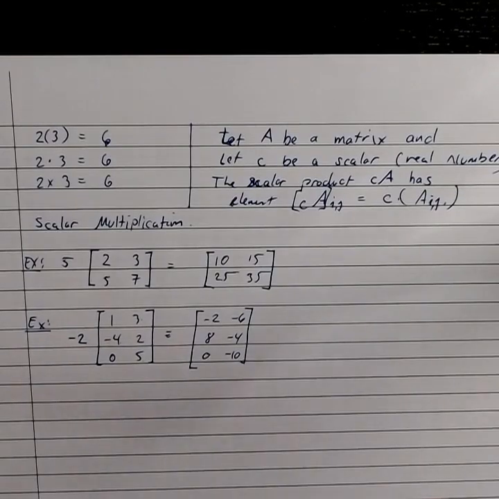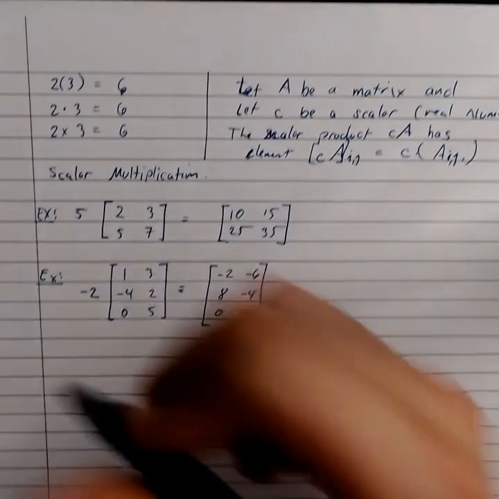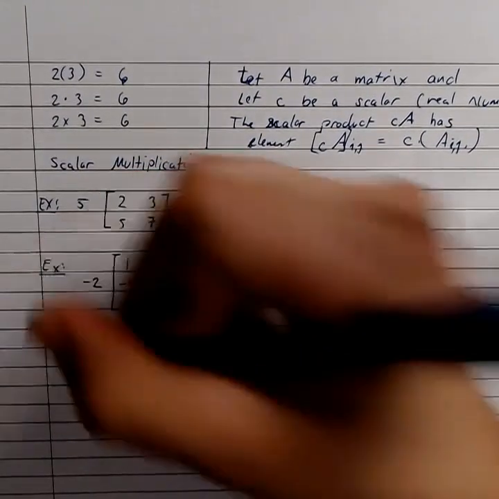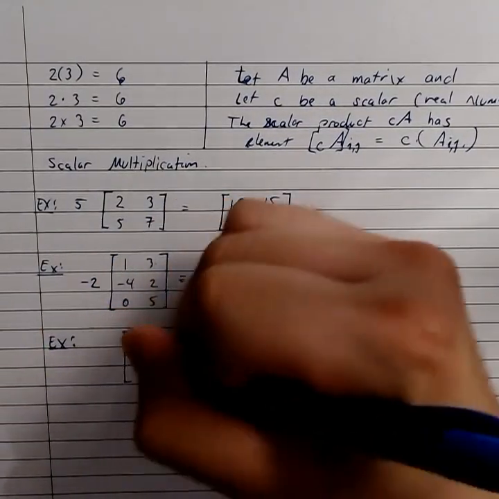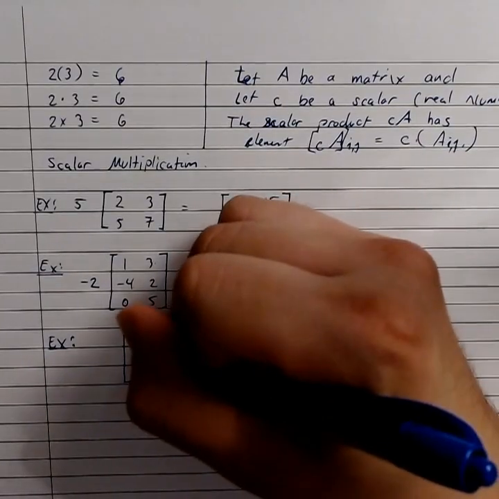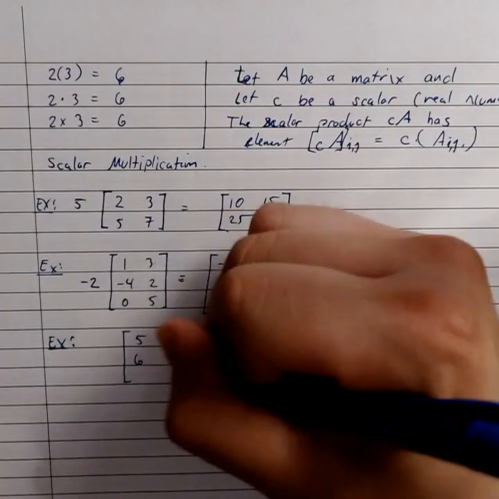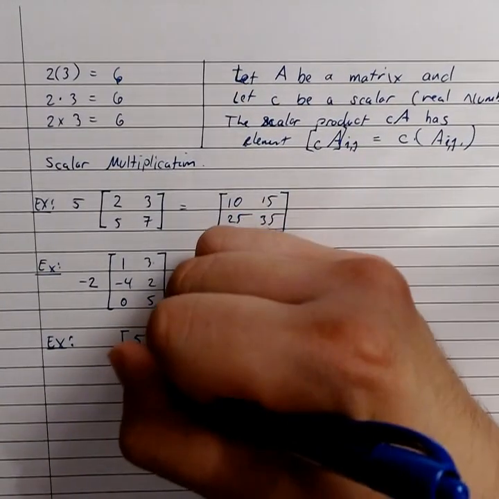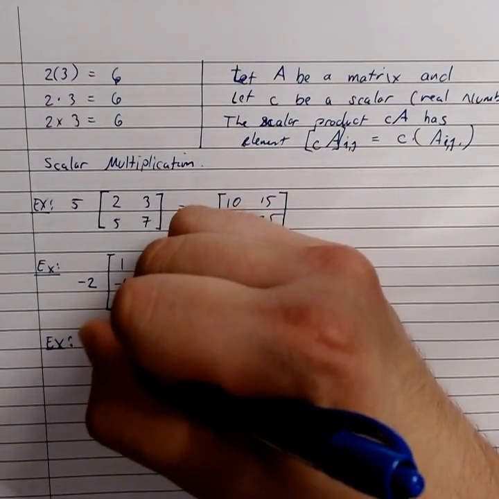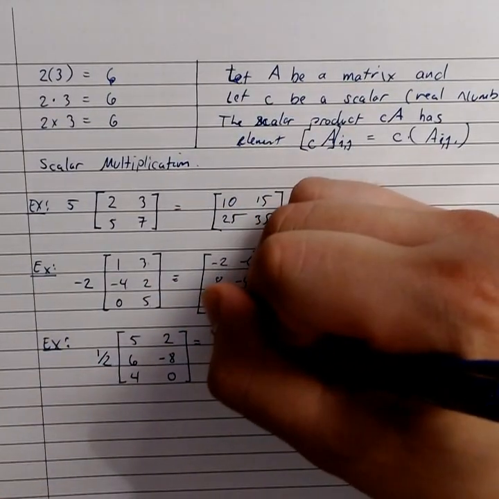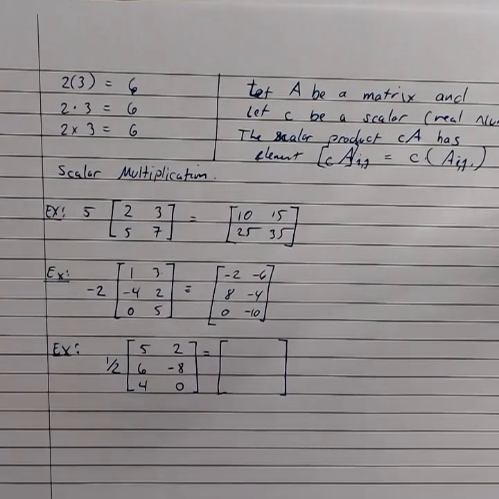One thing to note is that our scalar can be any real number. It doesn't have to be a positive. It can be a negative. We could also use a fraction if we really want to, or if we really need to. Let's say, for example, we had the matrix 5, 2, 6, negative 8, 4, 0. And I'm going to go ahead and multiply by the scalar 1/2, just like that. Here, go ahead and pause the video and give it a try. And once you have an answer, we'll go through it together.